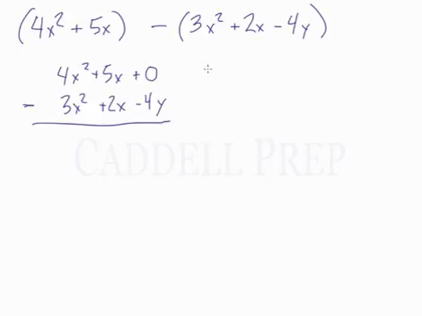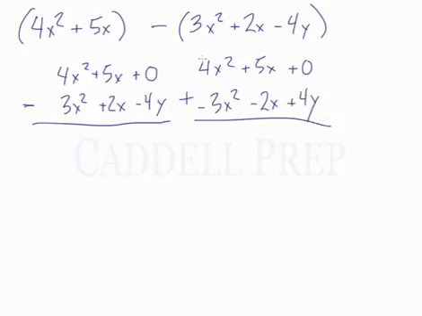And we'll do keep, change, change like normal. 4x squared plus 5x plus 0, that remains the same. Change this minus to a plus. Then we'll change the signs of each term. And we just add. 4x squared and negative 3x squared is x squared. 5x plus negative 2x will just be 3x. And here we have 0 plus 4y is 4y.